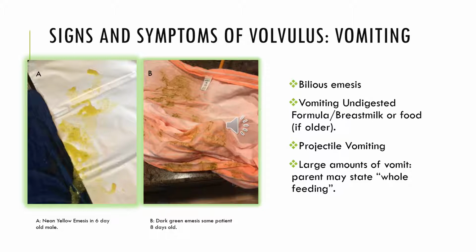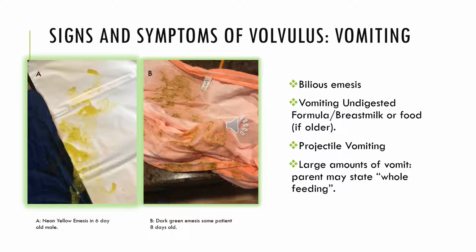Let's talk about a key sign that a volvulus has occurred. A bilious emesis is reported in 80% of pediatric patients with a volvulus. Vomiting bile should be considered intestinal malrotation and volvulus until proven otherwise. Other signs and symptoms related to vomiting include vomiting undigested formula, breast milk, or food if older, projectile vomiting, and large amounts of vomit. The parent may even state the baby threw up the whole feeding.